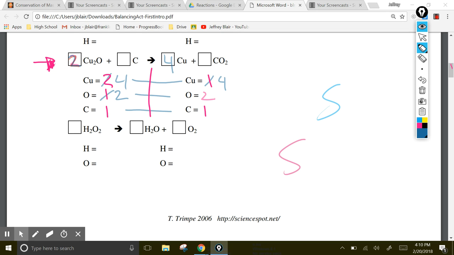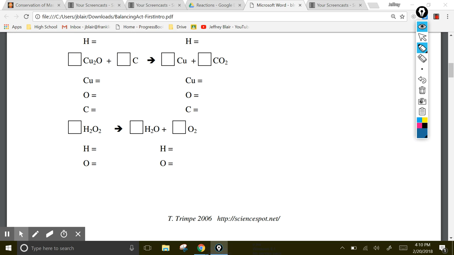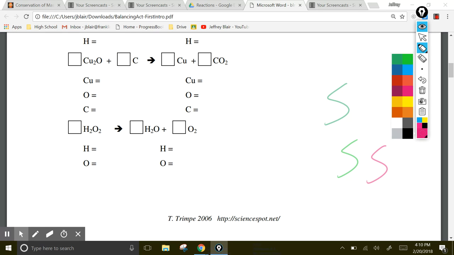Try the next one. Pause it, try it, and then see how it compares to mine.